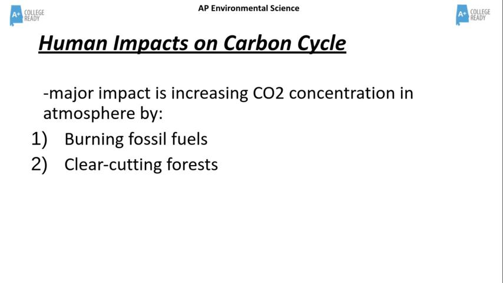The main impact on the carbon cycle by humans is increasing the concentration of carbon dioxide in the atmosphere. When fossil fuels are burned, CO2 is released directly into the atmosphere, thereby increasing its concentration. When forests are clear-cut, CO2 remains in the atmosphere because the trees that act as carbon sinks are removed. This reduces photosynthesis, resulting in less CO2 being removed from the atmosphere.